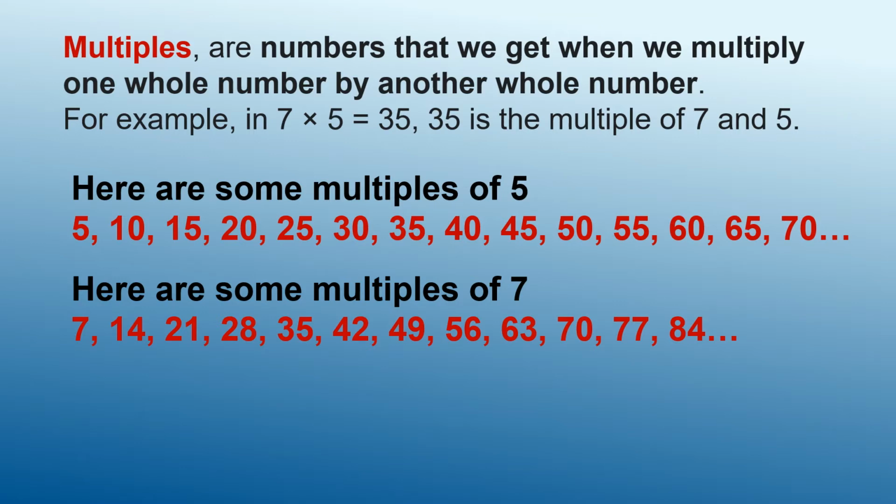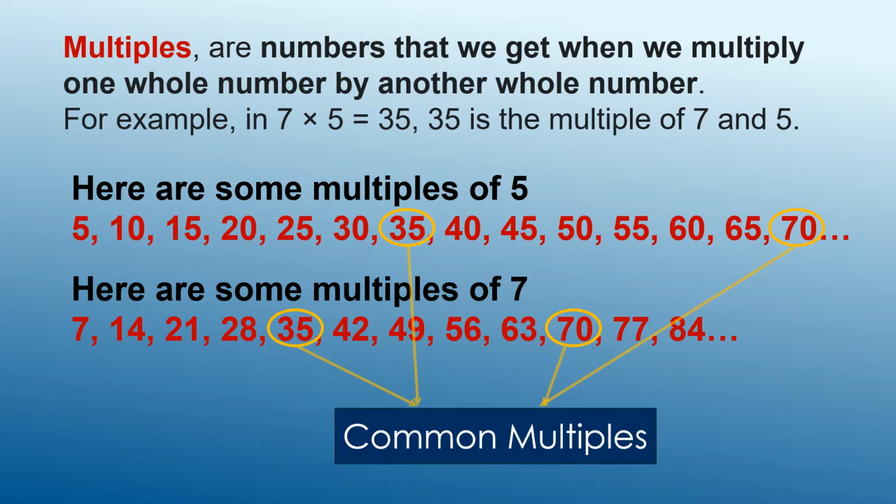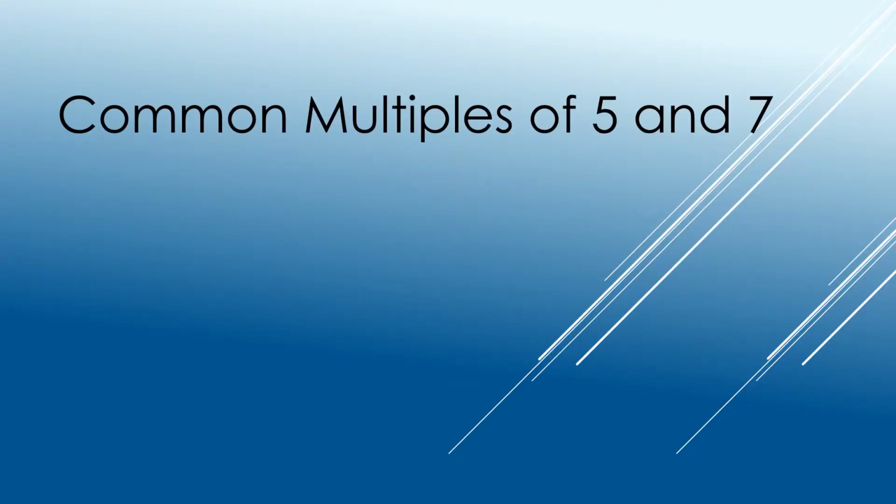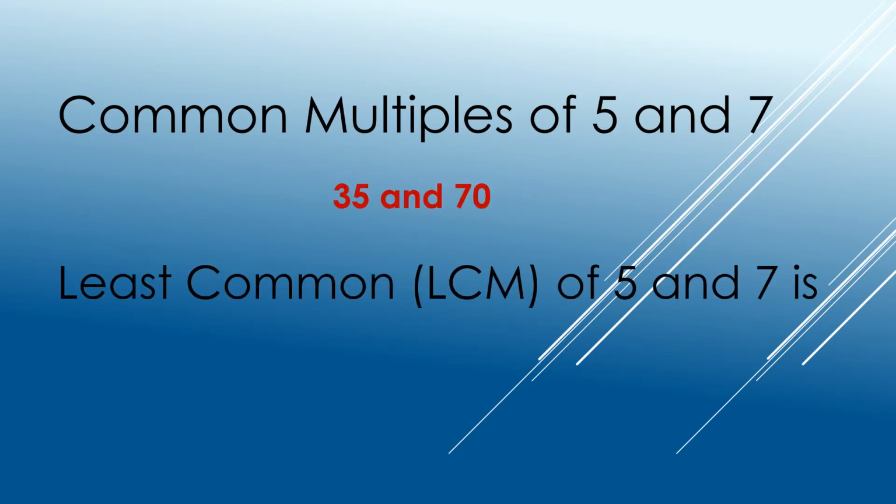Okay? Looking at the example, we can see there the common multiples. We have 35 and also 70. That is what we call their common multiples. If we are going to continue, we will see many more common multiples. Based from our example, the common multiples of 5 and 7 are 35 and 70. Now, the least common multiple of 5 and 7 is 35. So meaning the LCM is 35.